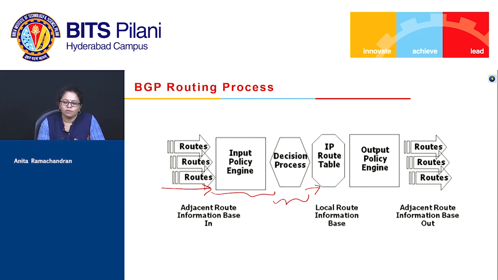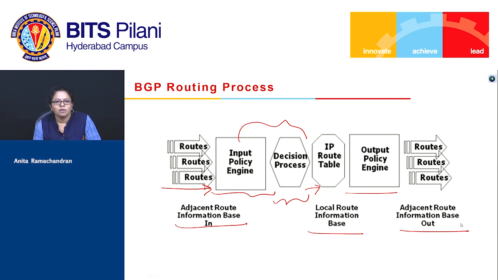So the route table will have one route that is the best, or not necessarily the best, which will be the output of the input policy engine and the decision process, and which will be used for actual packet forwarding. Then, to advertise to other neighbors, we will pass the IP route table through a set of output policies or outbound policies, and those routes will be what are advertised to the neighbors. So we have an adjacency routing information base in, a local routing information base, and an adjacency routing information base out, which are the offshoot of applying the input policy, our own decision process, and the output policy mechanisms to the routes that we receive from a neighbor.